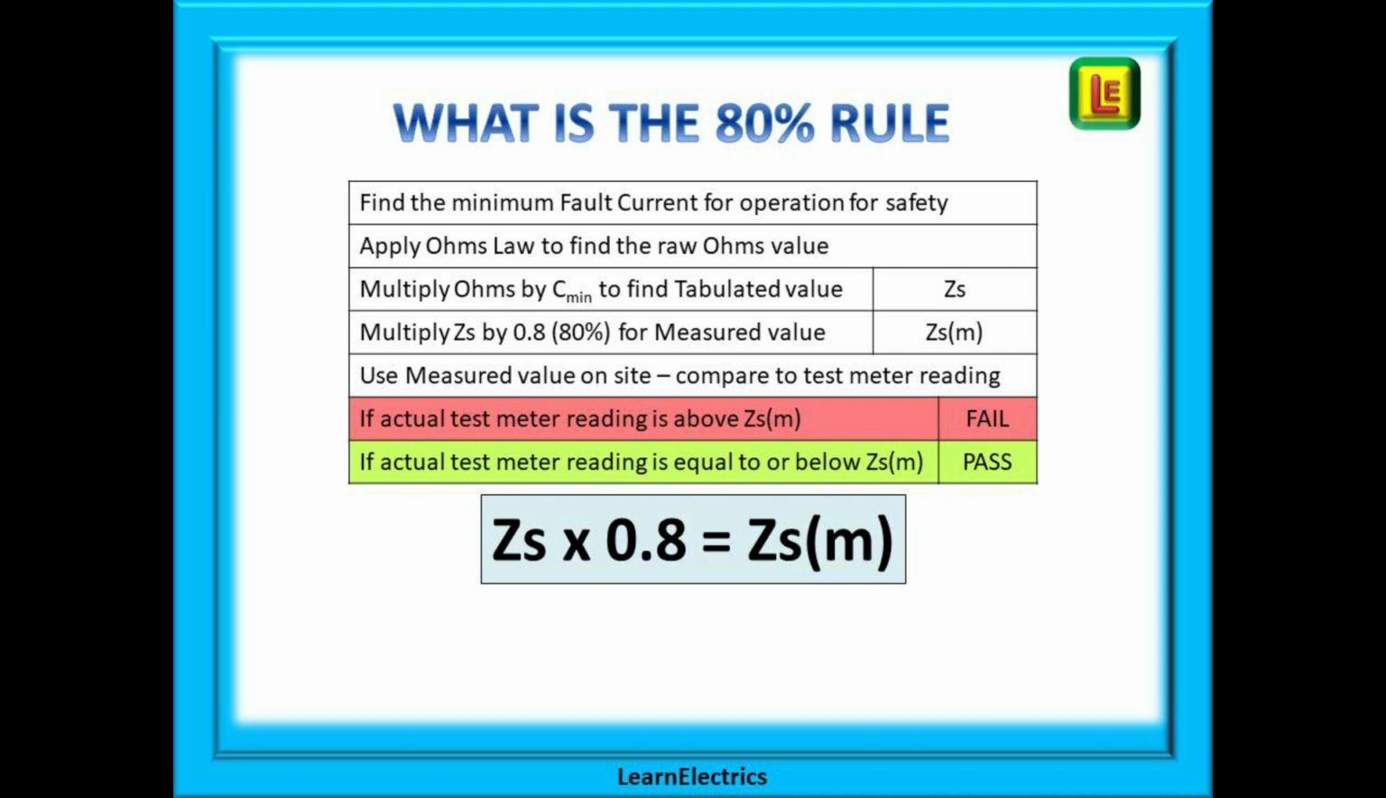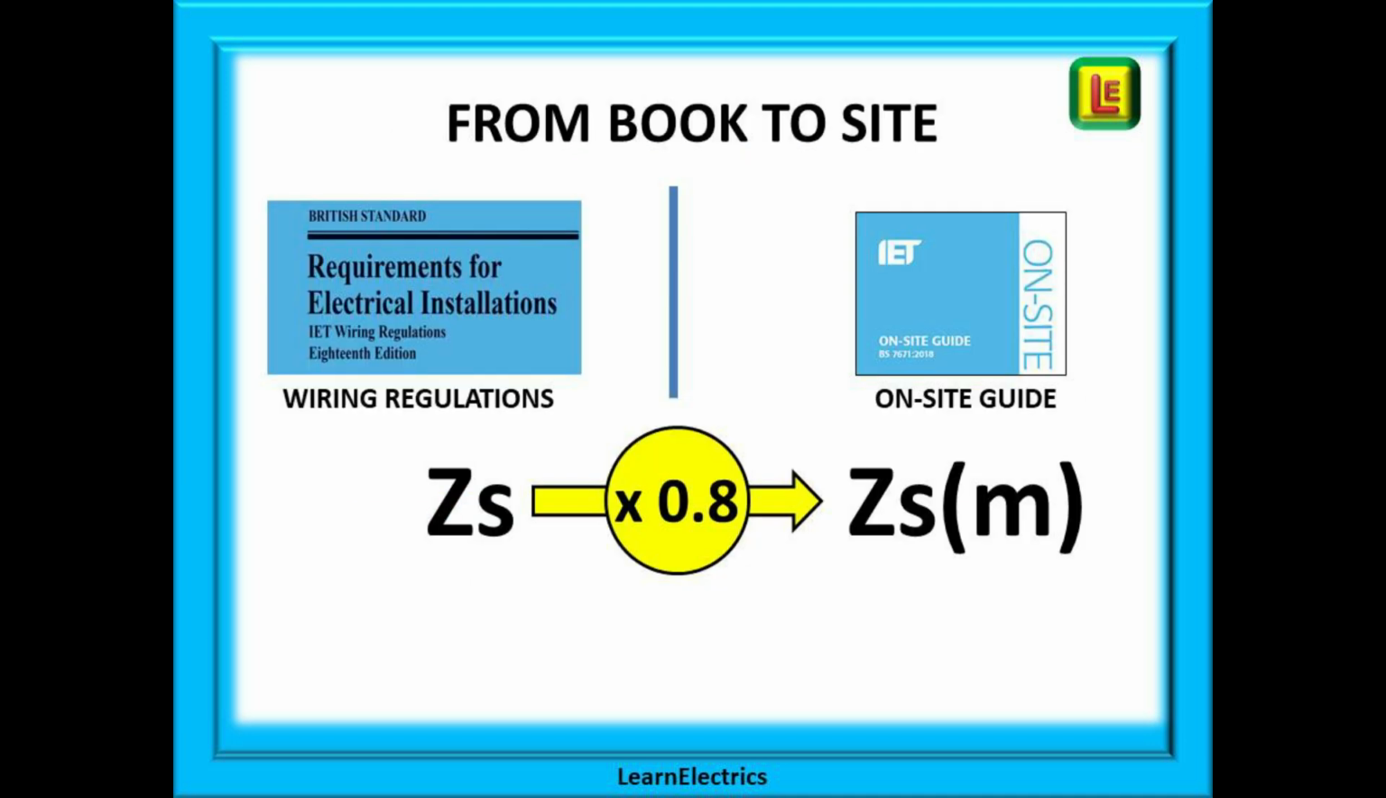And that's it. Now, on site, we use the measured value, ZSM, to compare against our actual meter readings. If the actual test measurement is above ZSM, this is a fail. There's a problem somewhere. If your actual measurement is equal to or below the ZSM figure, then this is a pass. Hopefully, you can now see how we can get from the books to the on-site measurements.